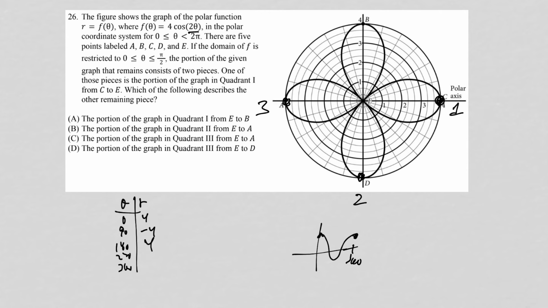270 in for theta. 2 times 270 is 540. 540 is the same thing as 180. And cosine of 180 is negative 1, times 4 is negative 4. So 270 is like facing this way, but it's negative. So the points get plotted this way, which means when you plot these points, it would look like this.